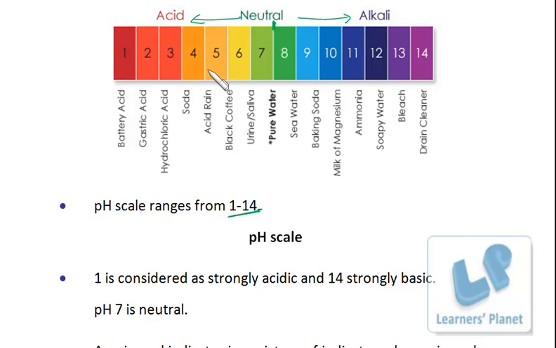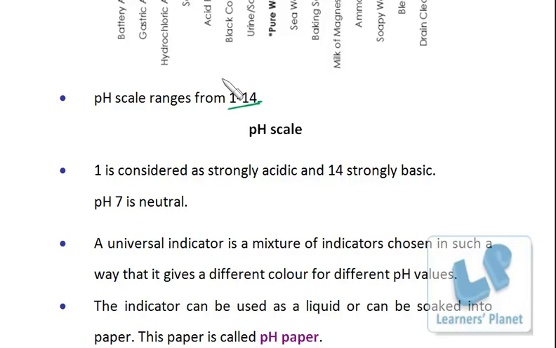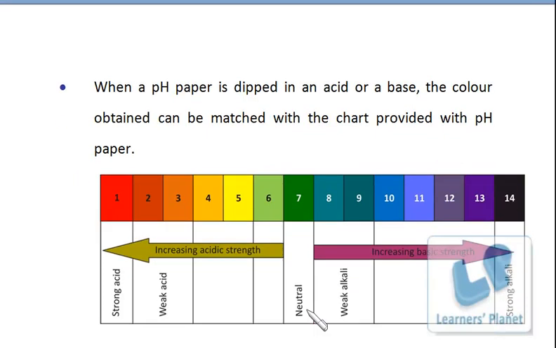Say acid drain, if we talk about the acidity on the pH scale, it is 5, right? The pH value is 5. Now, a universal indicator is a mixture of indicators chosen in such a way that it gives a different color for different pH values. The indicator can be used as a liquid or can be soaked into paper, and this is actually pH paper. Okay, so when a pH paper is dipped in an acid or a base, the color obtained can be matched with the chart provided with the pH paper, right?